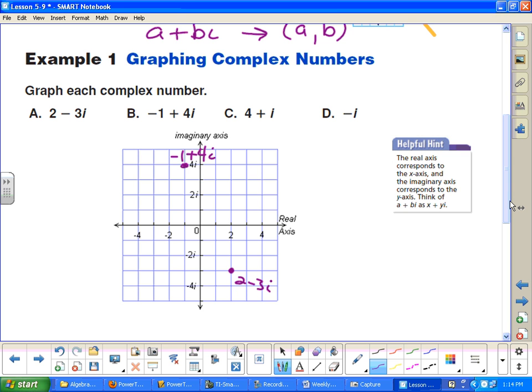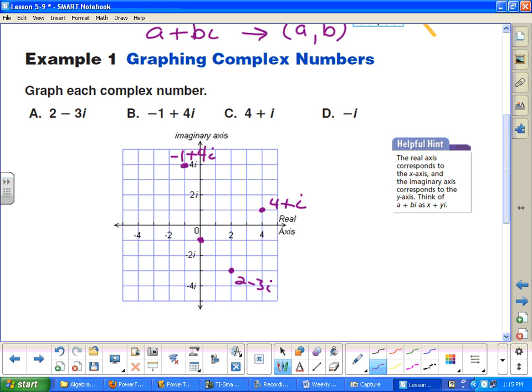4 plus i. The value of A then is 4. The value of B is 1. And for negative i, where's that going to be at? To the left or down? Down. Okay.